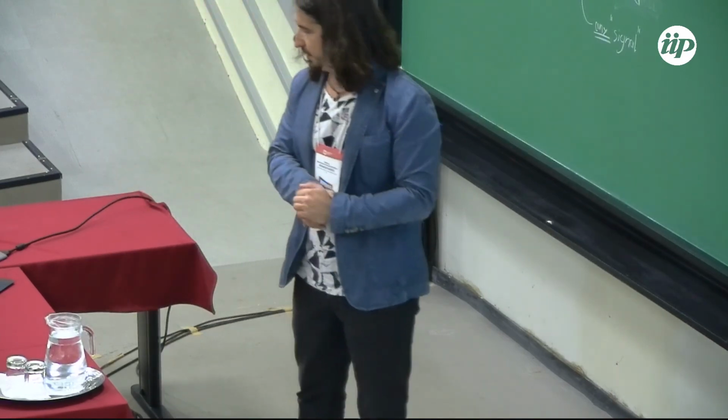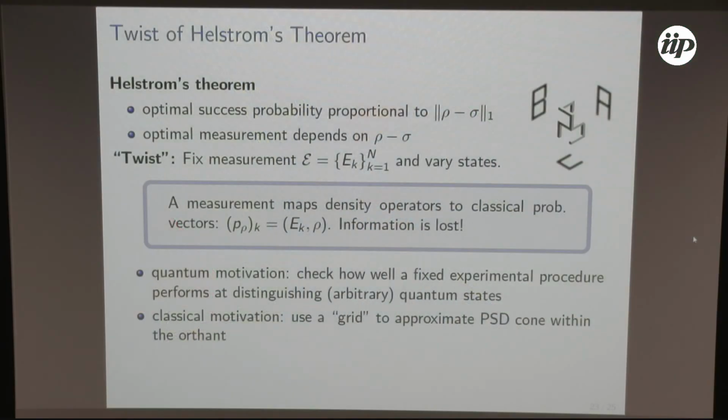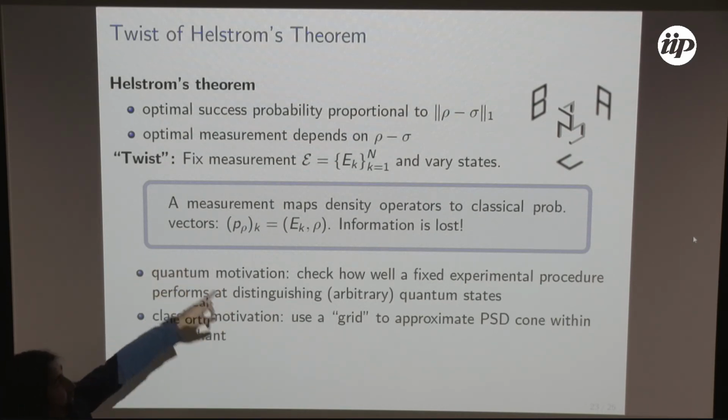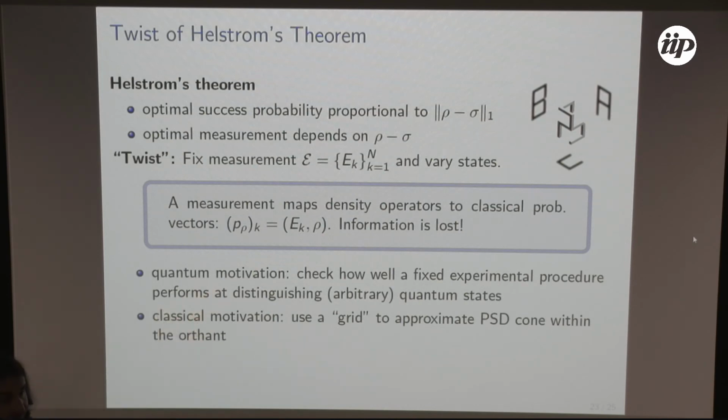But this is a bit difficult because a measurement is lossy. So if we map operators to classical probability vectors, we inadvertently lose something. So by fixing the POVM beforehand, in the worst case, we cannot hope to achieve Helstrom's bound exactly. But we can still try to compare. And again, the quantum motivation is to check how well a fixed experiment performs at distinguishing quantum states.